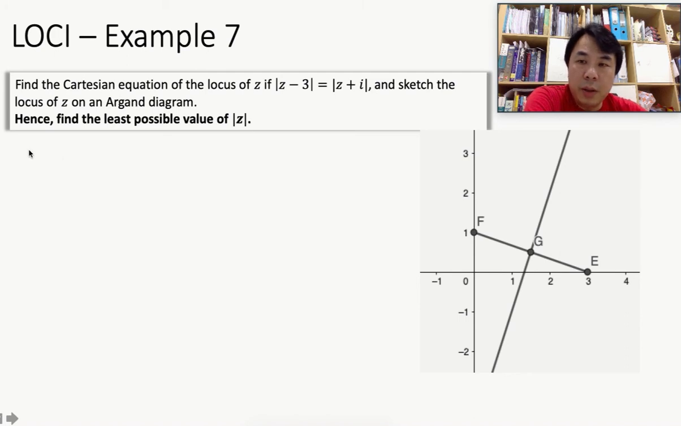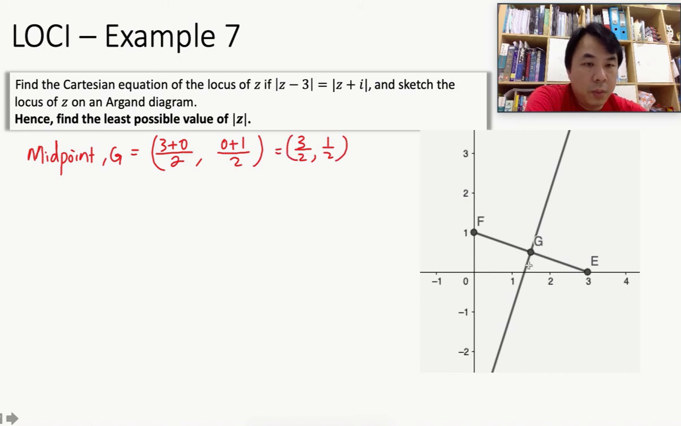So first of all, I'm going to find the midpoint G. So midpoint G can be obtained from here. That is typically 3 plus 0 divided by 2, and then 0 plus 1 divided by 2, and then that will be 3 over 2 and 1 over 2. Just let me check whether that is correct. 1.5 and then 0.5 there. Yeah, there you have it. There is the midpoint G.